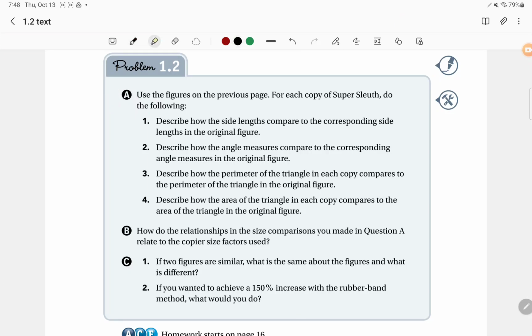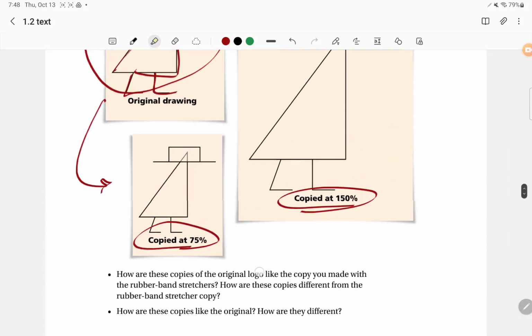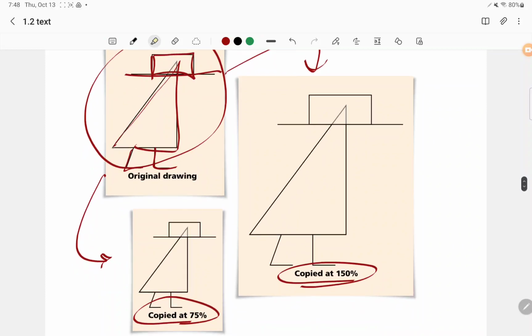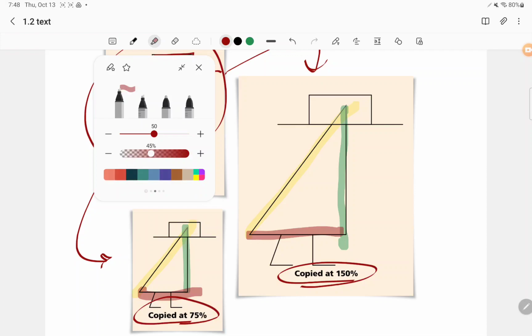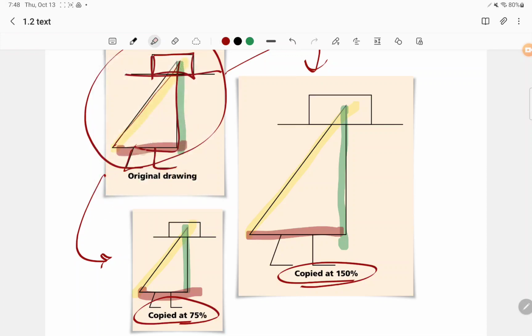So for the first one, where it says describe how the side lengths compare, up here, the side lengths. So again, we're comparing, for example, these side lengths, which all correspond right there. So if we look at those side lengths, and then we have these corresponding side lengths here, and then lastly we have those corresponding side lengths there.